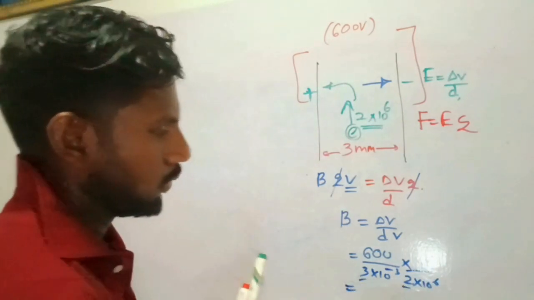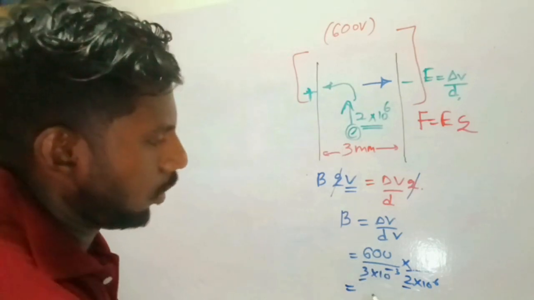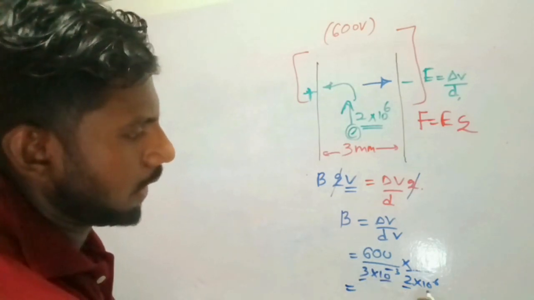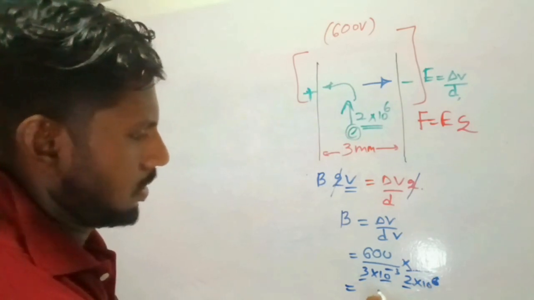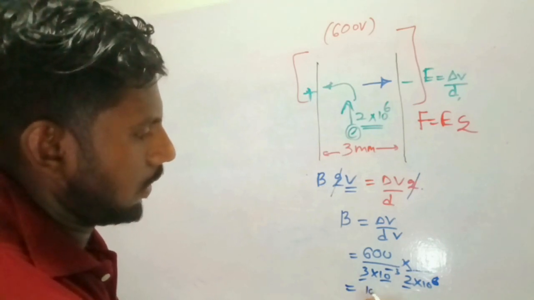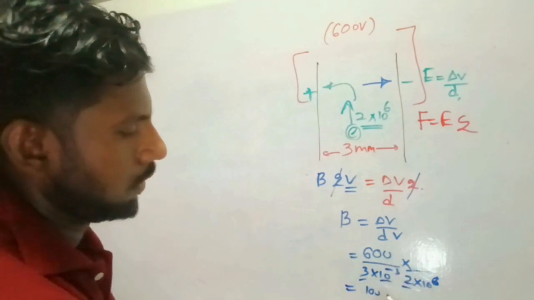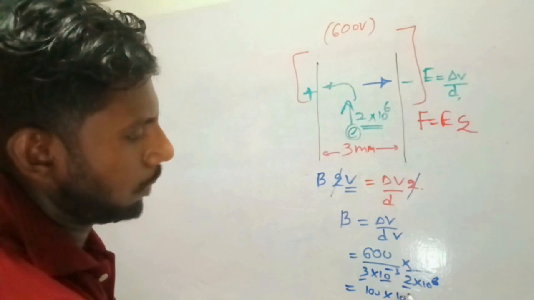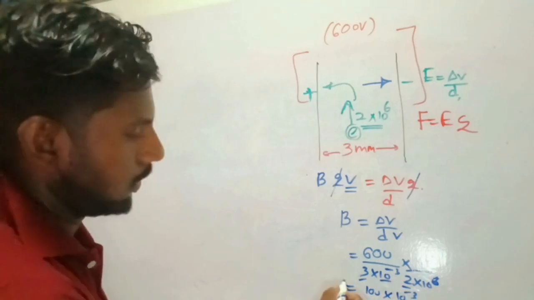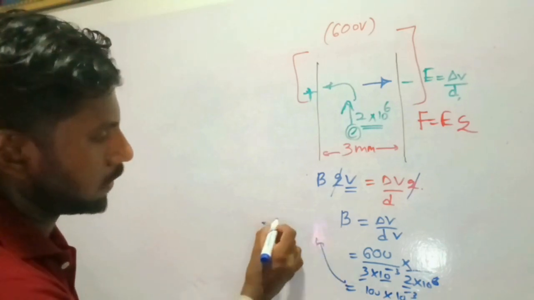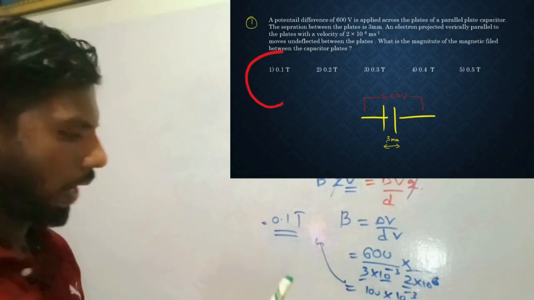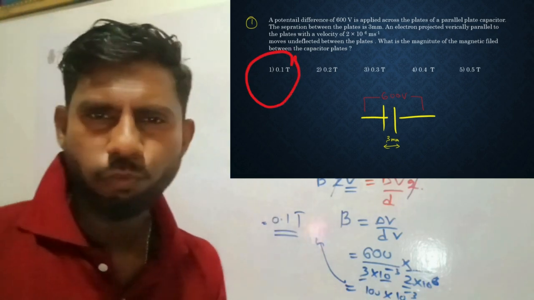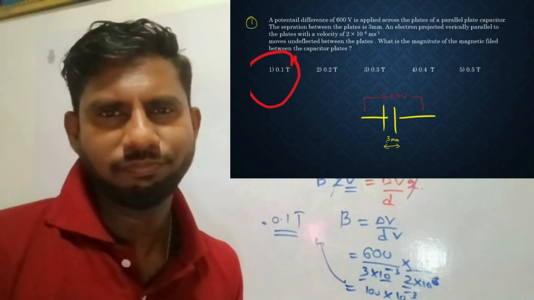3 into 2 is 6, the 6s cancel off, so 10^-3 and 10^6, that's 10^3. So it's 100 here, so 100 × 10^-3. Let's simplify here, it's 0.1 Tesla. That's the answer for our first question.